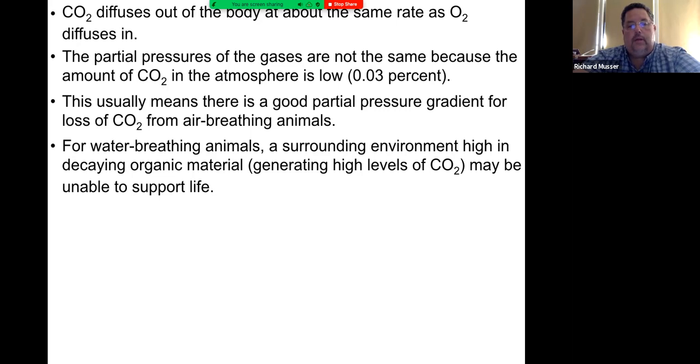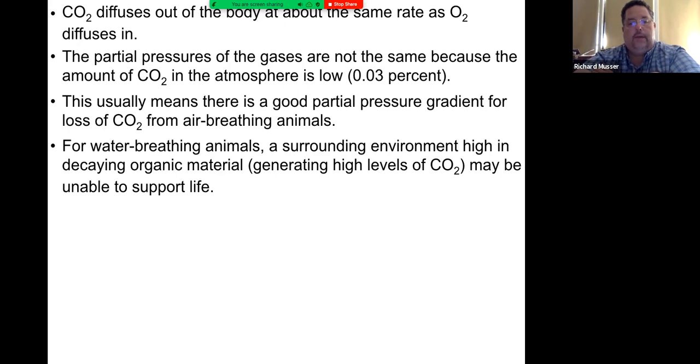The partial pressures, so again, that allows it to move into the blood. The partial pressures of gas are not the same because the amount of CO2 in the atmosphere is low. So in fact, the carbon dioxide is higher in your blood, and then in your lungs when it's released from the blood, than it is in the atmosphere. So this allows for diffusion from your lungs into the atmosphere. So again, oxygen can move into your lungs because there's a higher partial pressure than where it can leave.